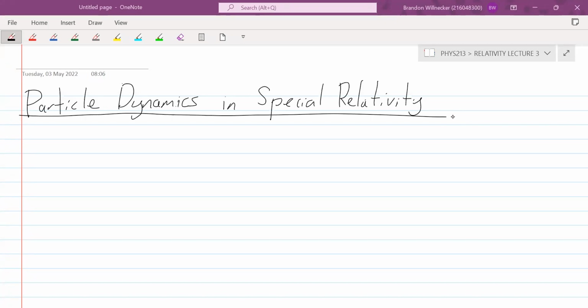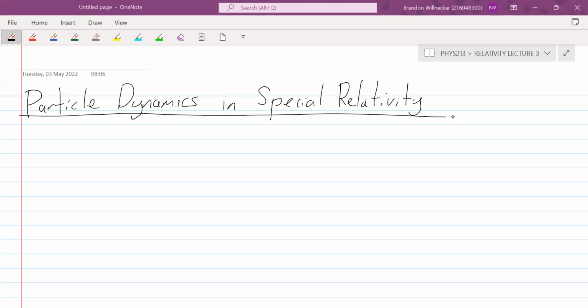Hi there. So today we're going to be looking at the particle dynamics in special relativity. In the previous lectures, we've been looking at space-time, the geometry of space-time, and two important things that happen if we consider different reference frames. That's time dilation and length contraction. But we haven't been looking at any particles moving around. So that's what we're going to look at today.